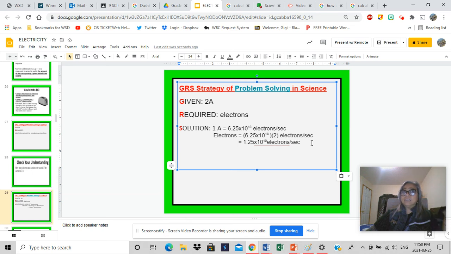Now, hopefully this will click in a memory in your head when you dealt with density problem solving when you were in grade 8, right? So we kind of adopted the same strategy of problem solving in science, where we wrote down given required solution. So this is the first problem.